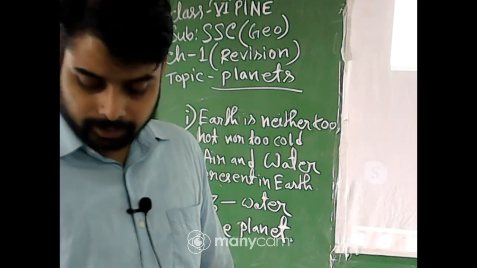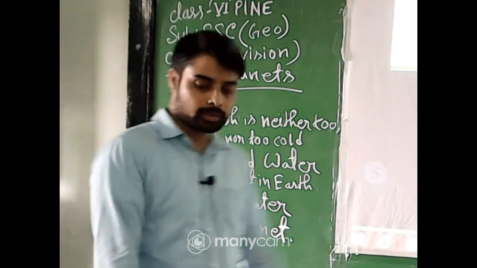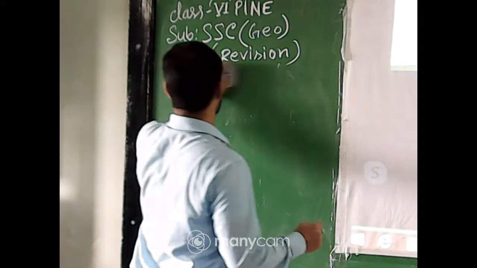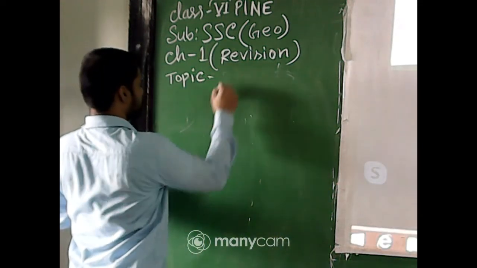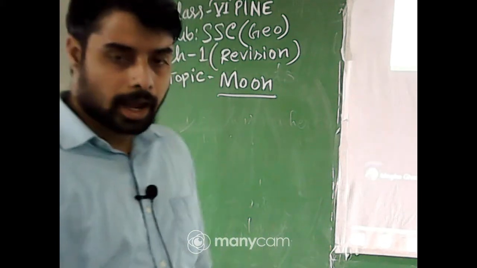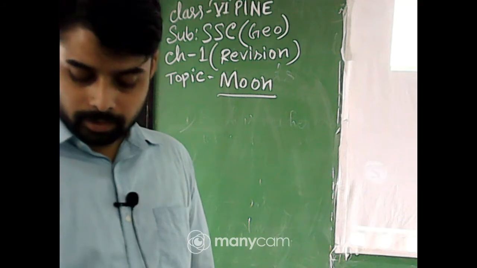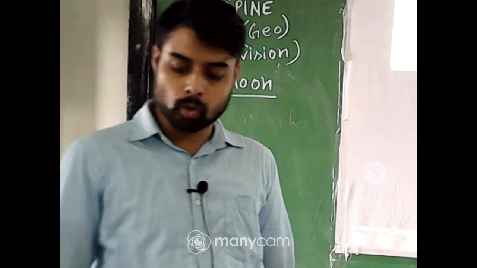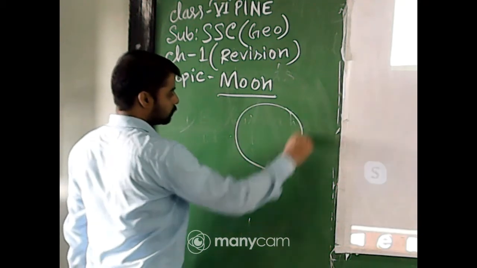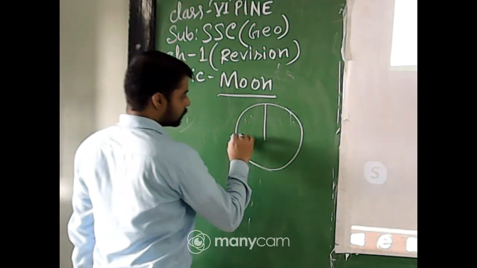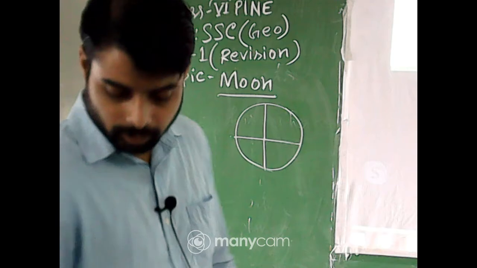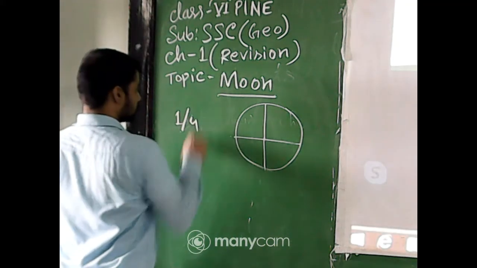Now, we are going to discuss another subunit, the next celestial body, that is the moon. The moon is the only satellite of the Earth, and its diameter is only one-fourth of the diameter of the Earth.